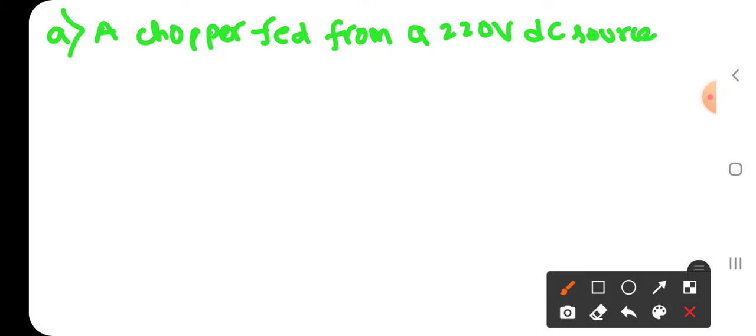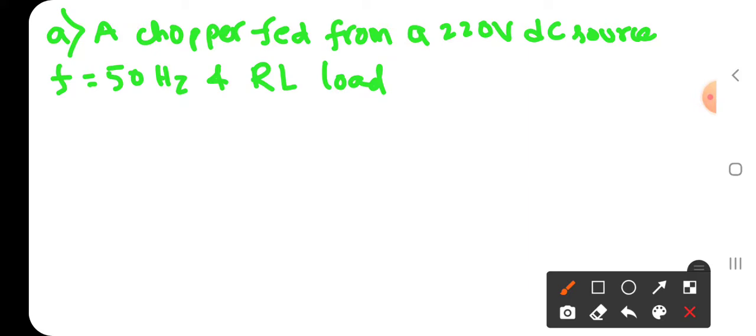is working at a frequency of 50 Hz, and it is connected to an RL load, where R is equal to 5 ohms and L is equal to 40 millihenries.